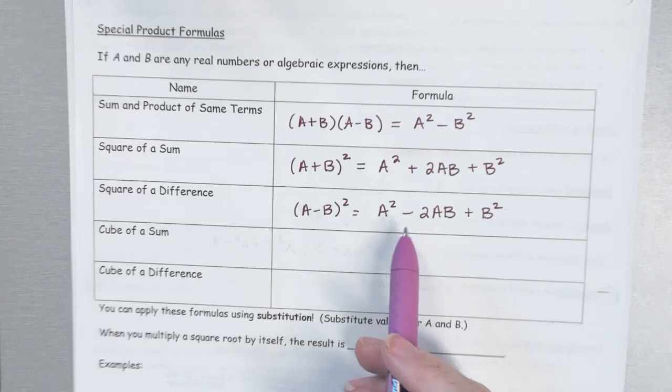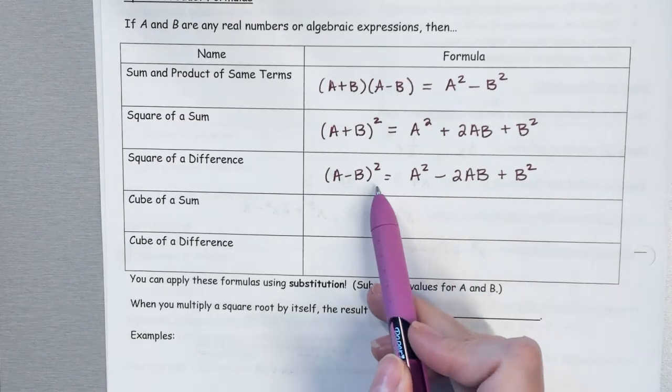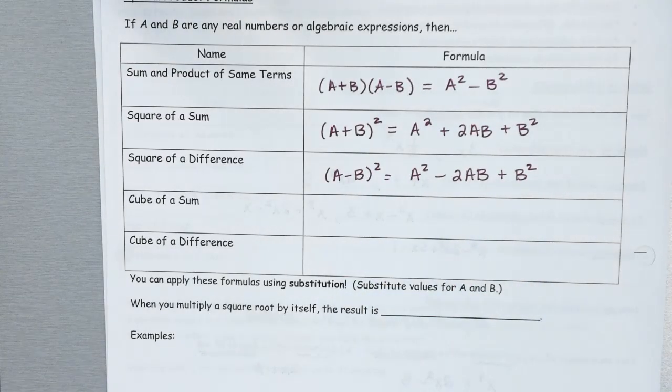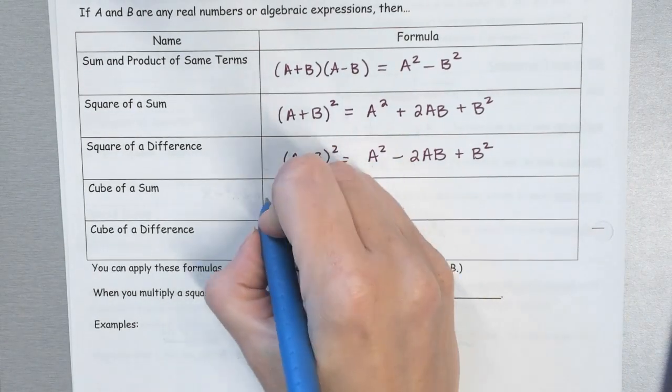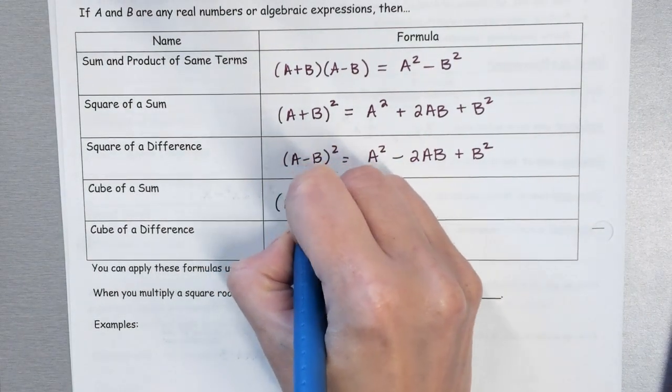Again, these are special patterns that you might start to notice so that you can do this right away. You can also use FOIL. You will end up with the same answer. Okay, now we also have the cube of a sum and the cube of a difference. So again, you could FOIL, or you can apply this pattern.